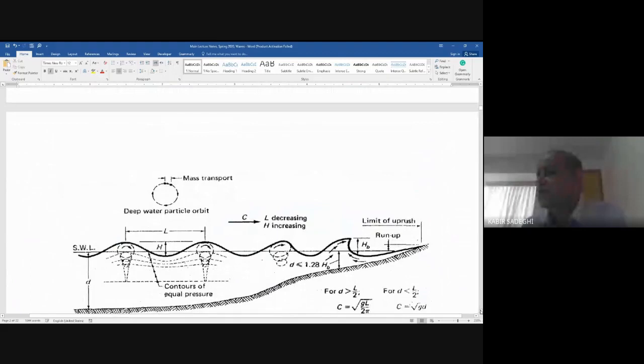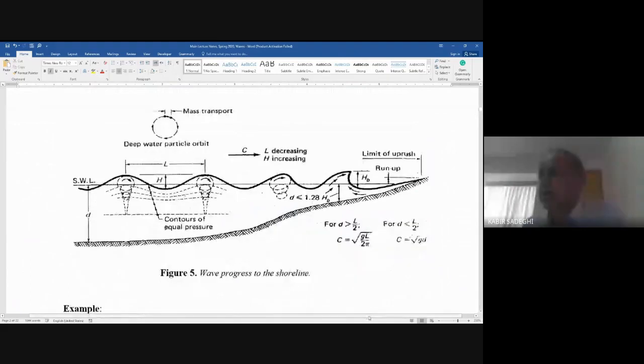And then we saw the progress of the wave towards the shore. At deep water, when the water depth is more than half of the wavelength, then D is greater than L over 2. This is called deep water. And when the depth of water is shallower than L over 2, we call that transitional or shallow waters. Therefore, L over 2 is the border between deep water and what I call non-deep water. Non-deep water consists of two zones: one is transitional water, the other shallow water.